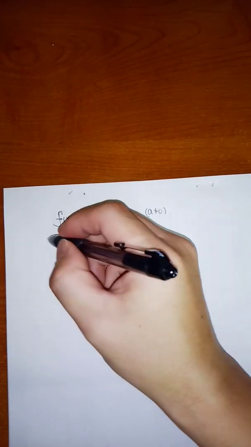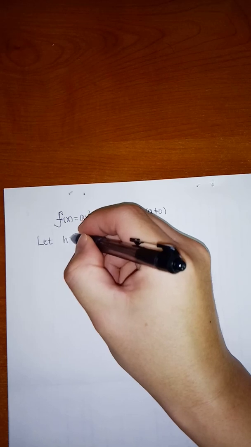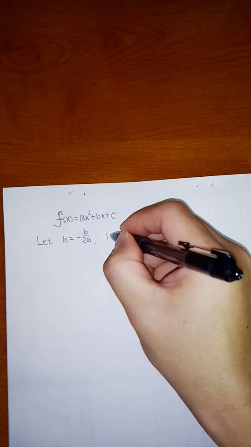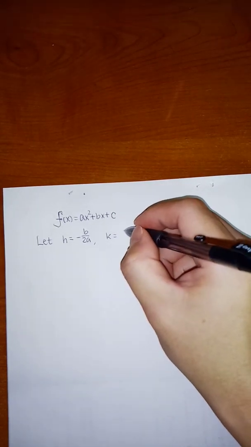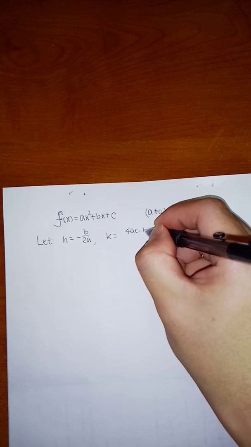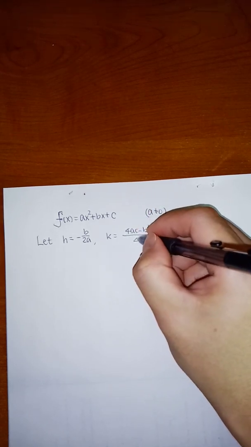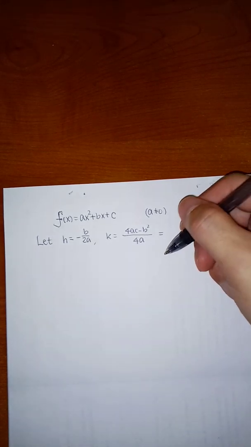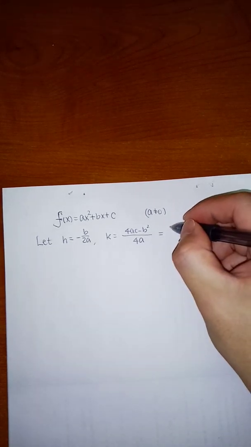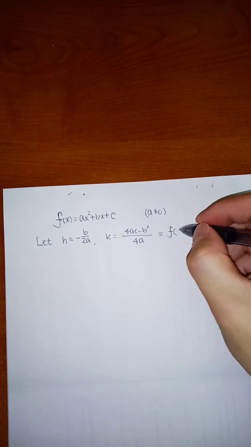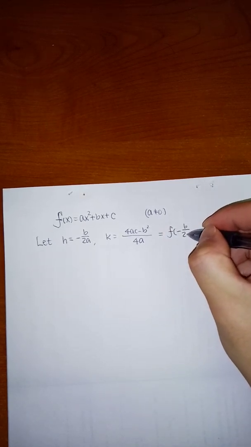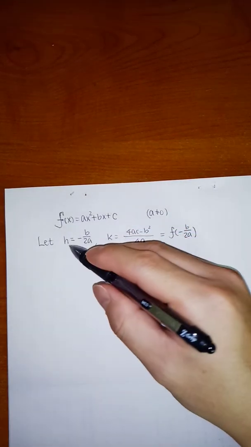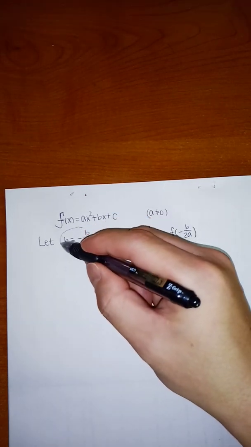Then let h be negative b over 2a, and k is 4ac minus b squared over 4a. If you examine it, it's also actually the value of f at x equal to h. And when you have this h and the k, you mainly just remember this h.